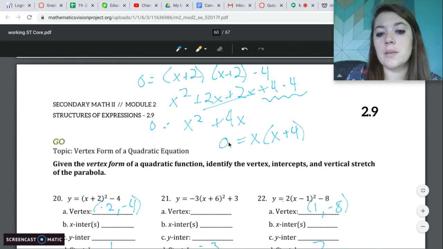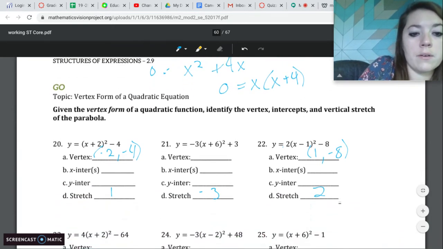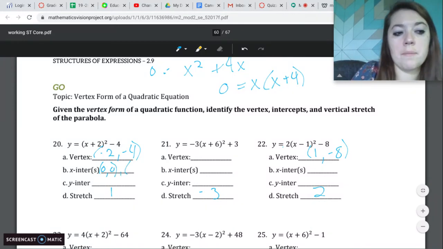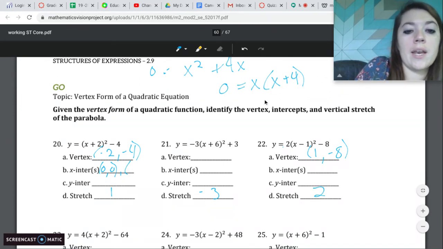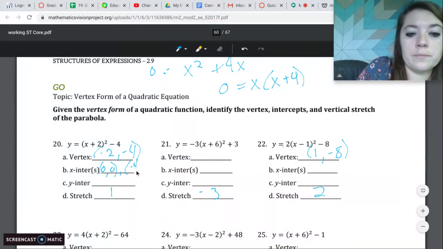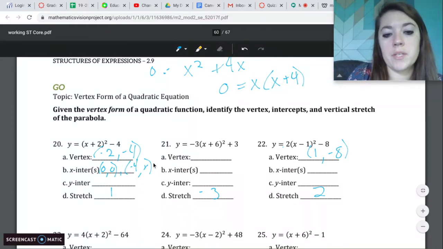If we set x equal to 0, we get 0. So one of our x-intercepts is 0, 0. Our other x-intercept, if we set x plus 4 equal to 0, we'd subtract 4 and end up with -4, 0. So those are our two x-intercepts, and yes, that's supposed to be a 0. I know it doesn't look like one.